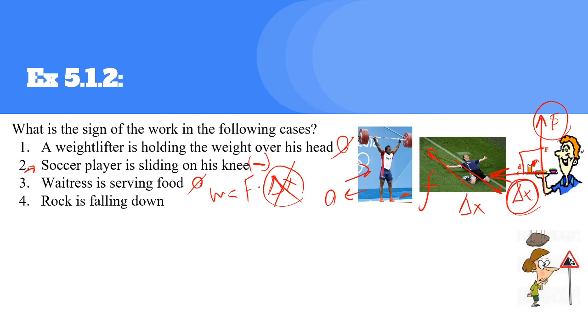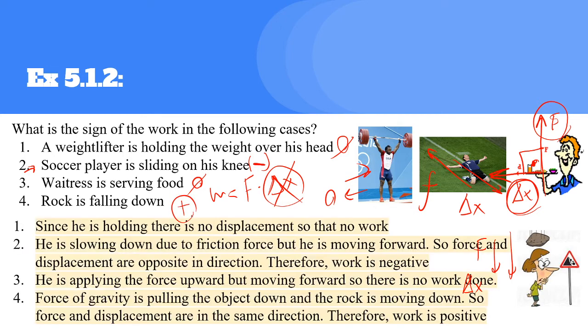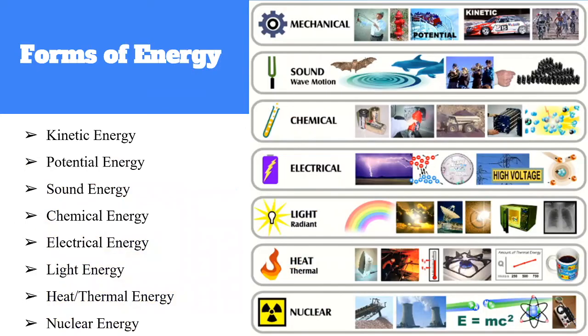And when a rock is falling, the displacement of the rock is in the direction of the force that is getting the rock to fall, which is gravity, also going in the same direction. So in that case, the work that we have will be positive. You can see the descriptions.